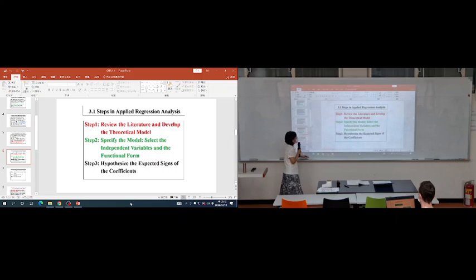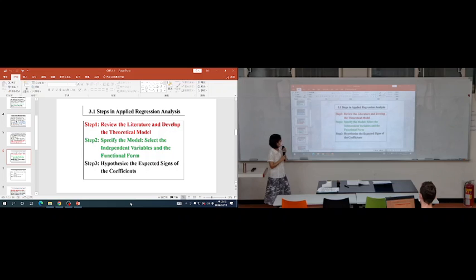So the first one is review the literature and develop the theoretical model. So first of all, you need to read the literature about the subjects you want to study, then develop the theoretical model.